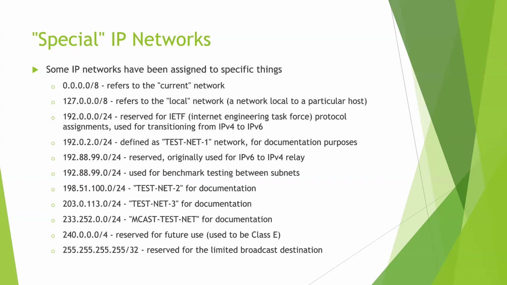240/4 is reserved for future use. That was the class E that we talked about before. Okay. /4, we haven't gotten to /4. Basically, your class A was a /8, right? Half of that brings you all the way to class E. And so those networks were all reserved in this class E. Okay. And then 255.255.255.255/32, no host part, all network, was reserved for limited broadcast destination. Okay. As far as what that means, I couldn't tell you.